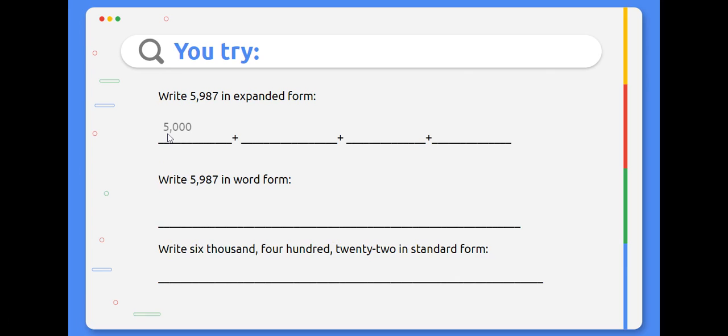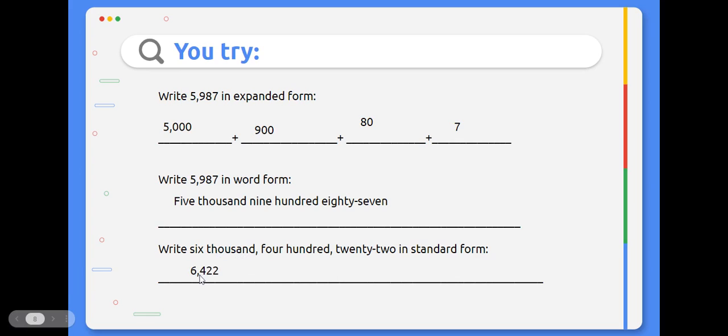Okay, for expanded form, you should have put 5,000 because the 5 is in the thousands. Then you should have put 900 because 9 is in the hundreds. You should have put 80 because 8 is in the tens and 7 is in the ones. Good job. Now write this in word form. Well, how would we say it? We would say 5,987. Okay, good job. And then they want us to write 6,422 in standard form. So 6,422.